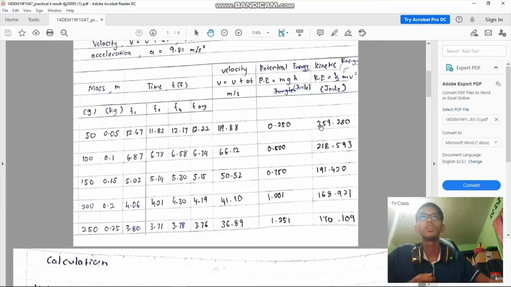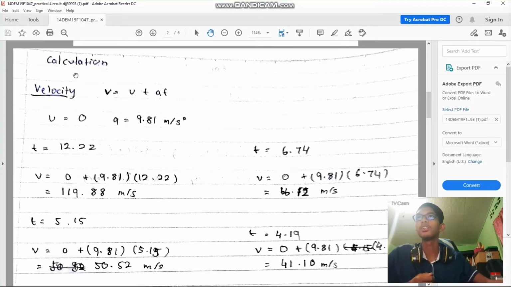And then after that we calculate, we got 359.280 for 50 gram, 218.593 for 100 gram, 191.420 for 150 gram, 168.921 for 200 gram, 117.109 for 250 gram. And this is the calculation.